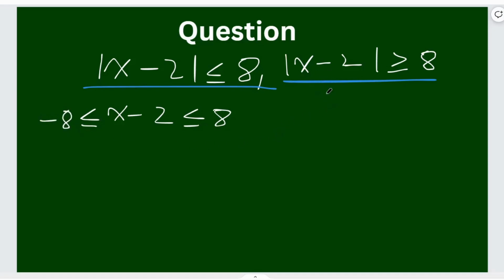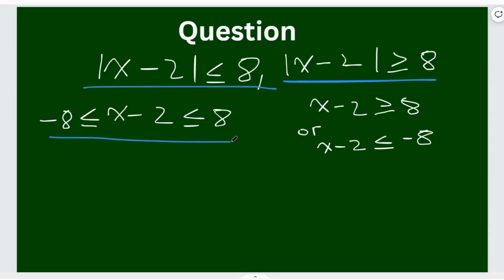And for the second question, we're going to write it as x minus 2, if this is positive, then this is greater or equal to 8, or, if x minus 2 is negative, then it has to be smaller or equal to negative 8. Now for the first question, if you add 2 on all parts so that x is alone in the middle, then we get negative 6 is smaller or equal to x, which is smaller or equal to positive 10.